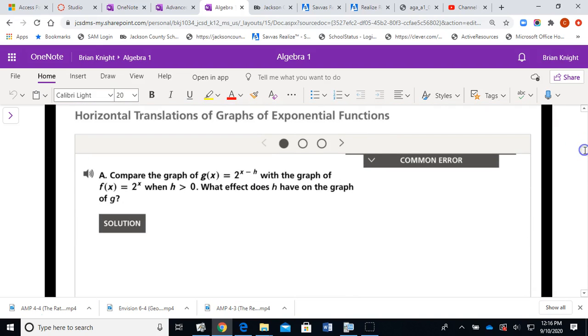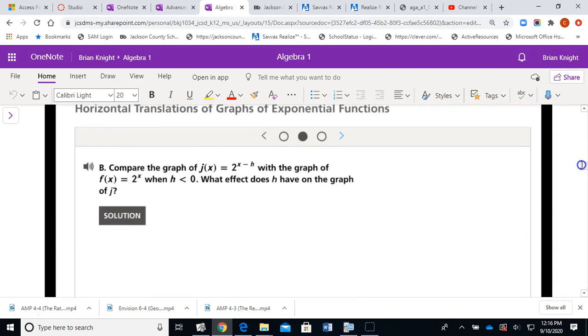Example 1, we did up and down. This one we're going left and right, because where is my letter? It's inside. So that's what is considered inside. So this is going to move it left and right. So we have a few examples of this happening.